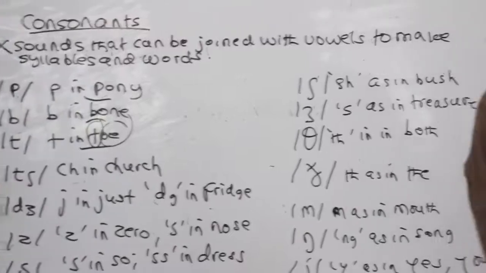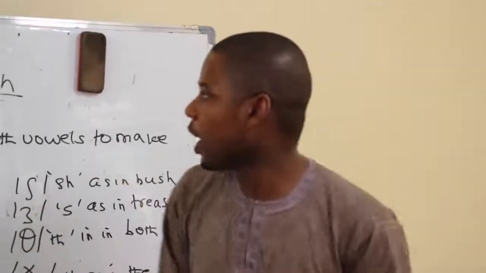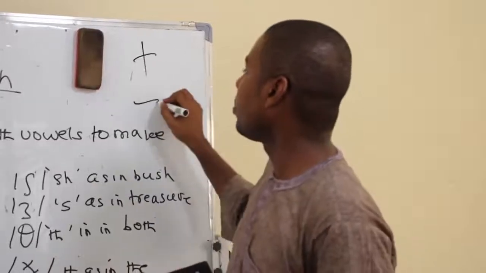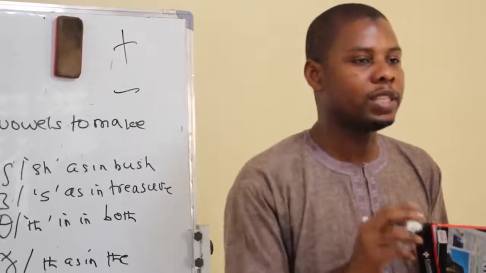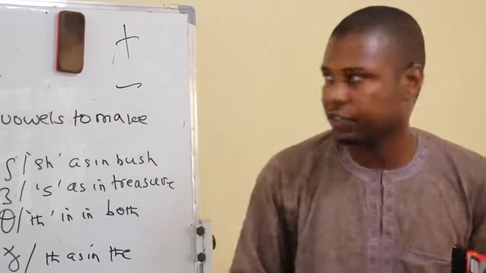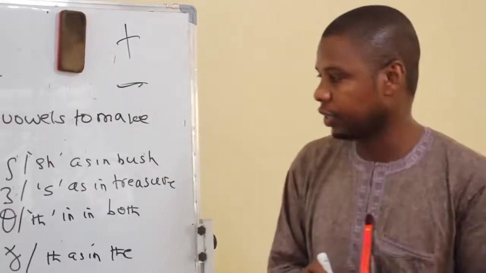When you hold your Adam's apple, you feel your Adam's apple vibrating. It's a voiced sound. That is why sometimes you see it with the plus and with the minus. The one with the plus means it's a voiced sound, a sound you pronounce with a lot of emphasis. The one with the minus is called a voiceless sound. You pronounce it without emphasis.